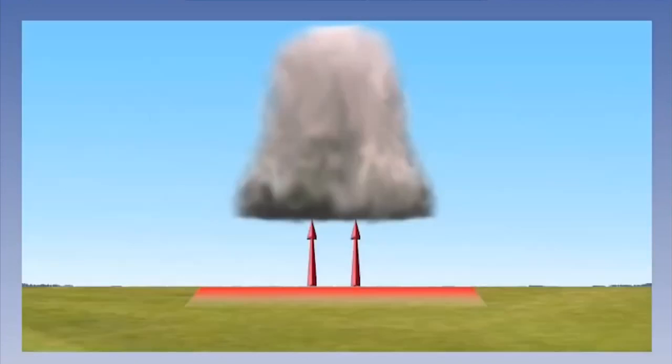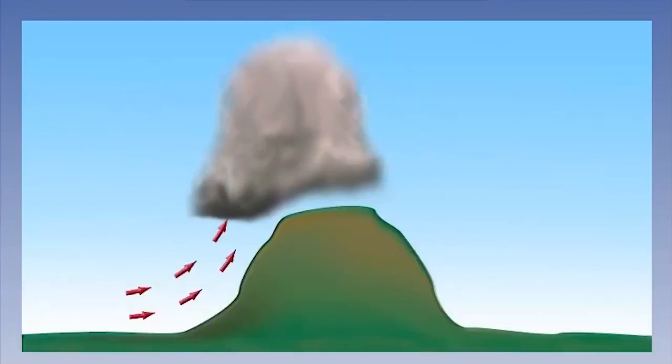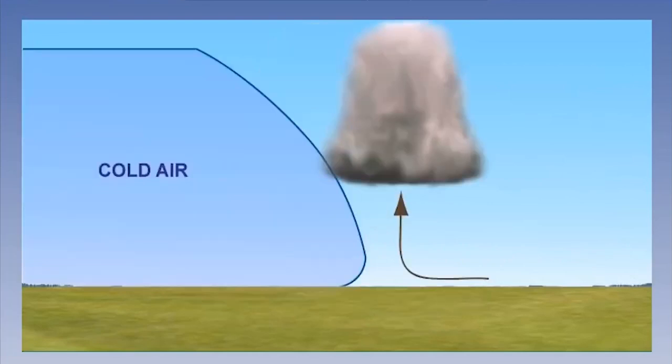The main trigger actions that cause air to ascend and form vigorous convective activity are convection from surface heating, orographic uplift, convergence, and frontal uplift.